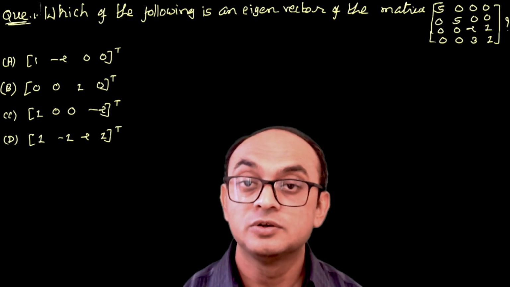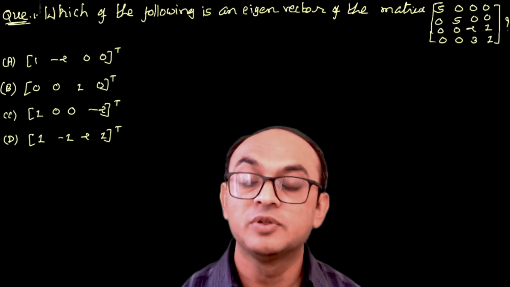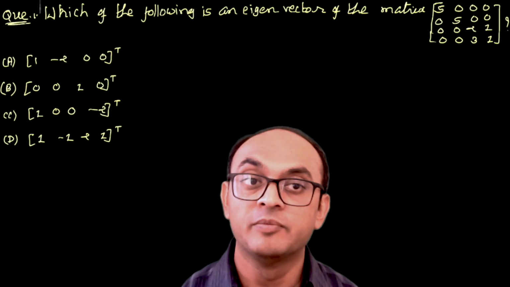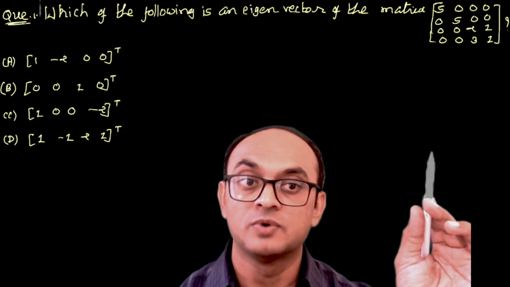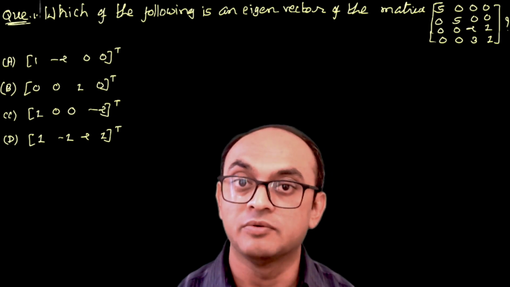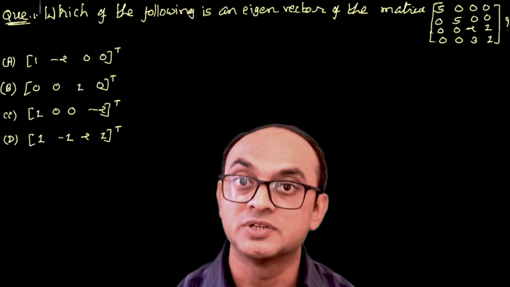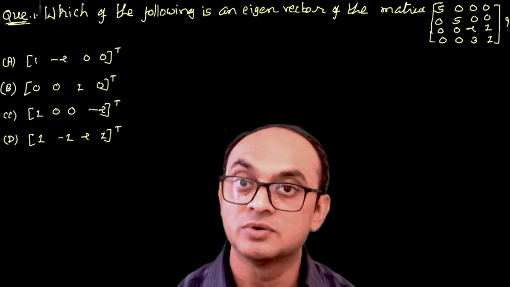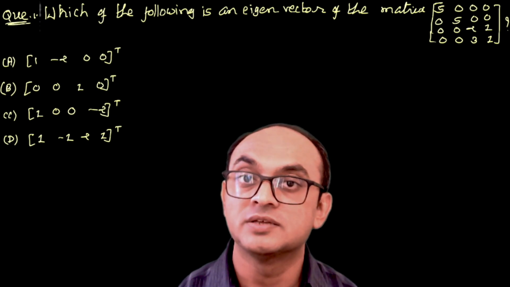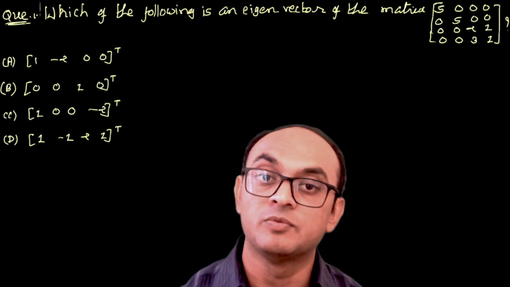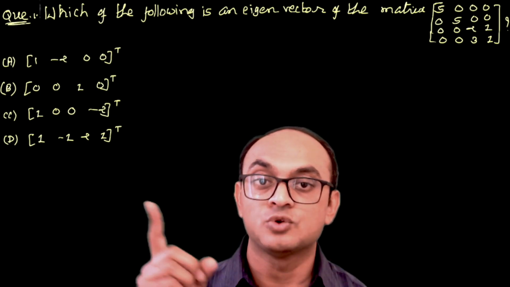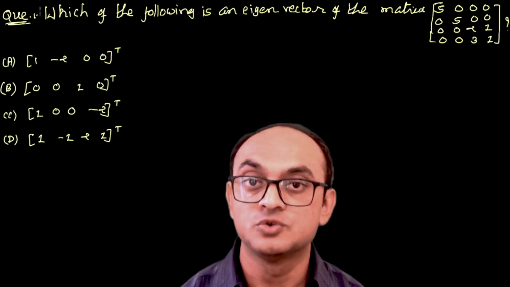Hello students, today's question is: which of the following is an eigenvector of the matrix [5 0 0 0; 0 5 0 0; 0 0 2 1; 0 0 3 1]? We have been given four options. Option A is the vector (1, -2, 0, 0), option B is (0, 0, 1, 0), option C is (1, 0, 0, -2), and the last option is (1, -1, 2, 1).